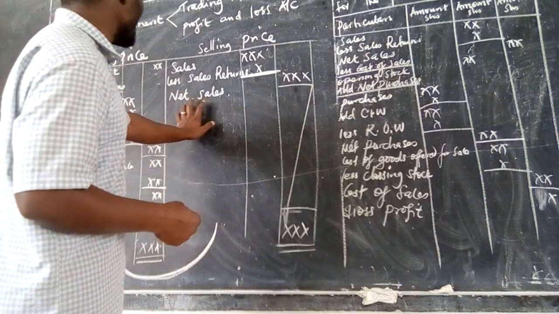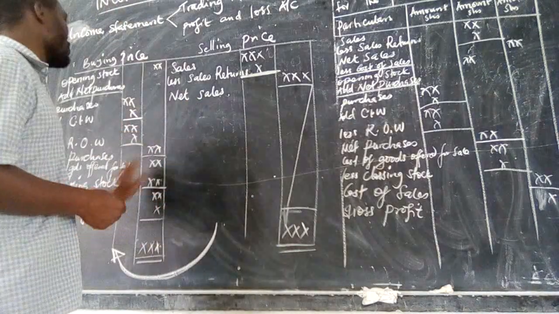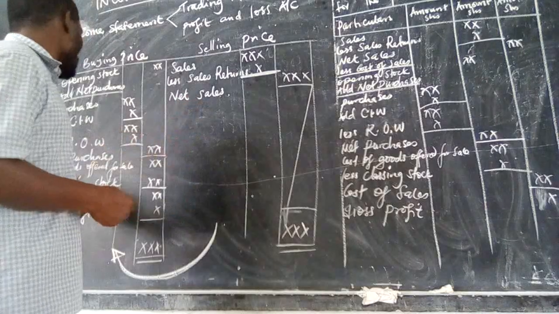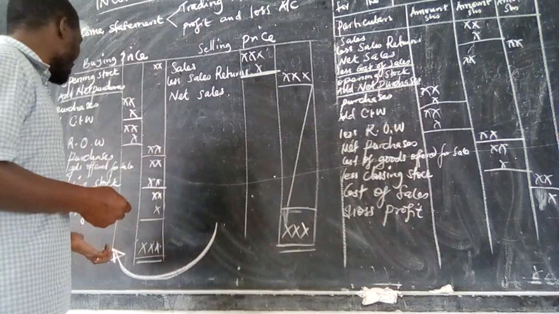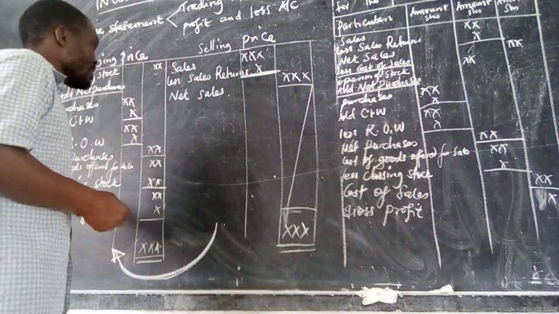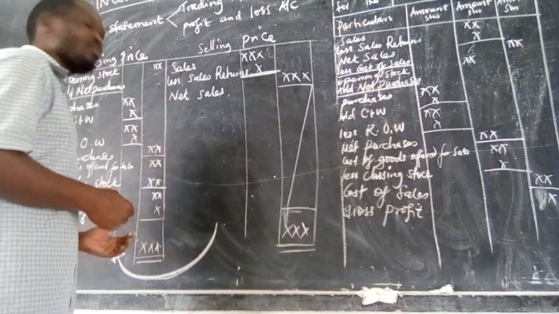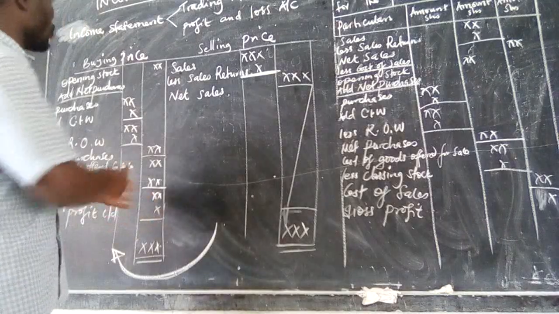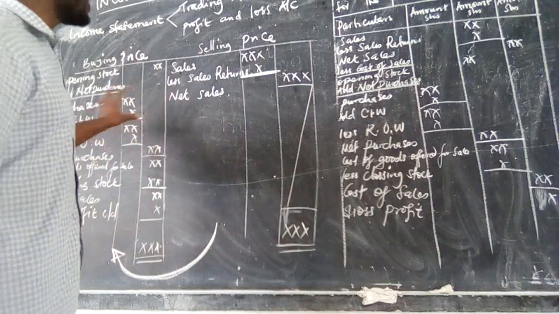So you get net sales minus cost of sales. In case net sales is bigger than cost of sales, that's a gross profit. That was a good success. In case cost of sales is bigger than net sales, that is a loss for the business. So with this illustration, this is just a T format.